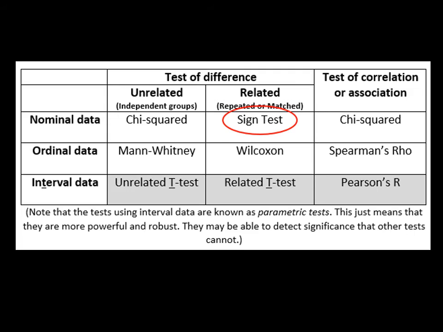So basically, if you have that information, whether it's a test of difference or a test of correlation, and whether it's unrelated or related within your test of difference, depending on the research design, and then what level of measurement you're using, whether it's nominal, ordinal or interval ratio data, then you can decide which test you are going to use.